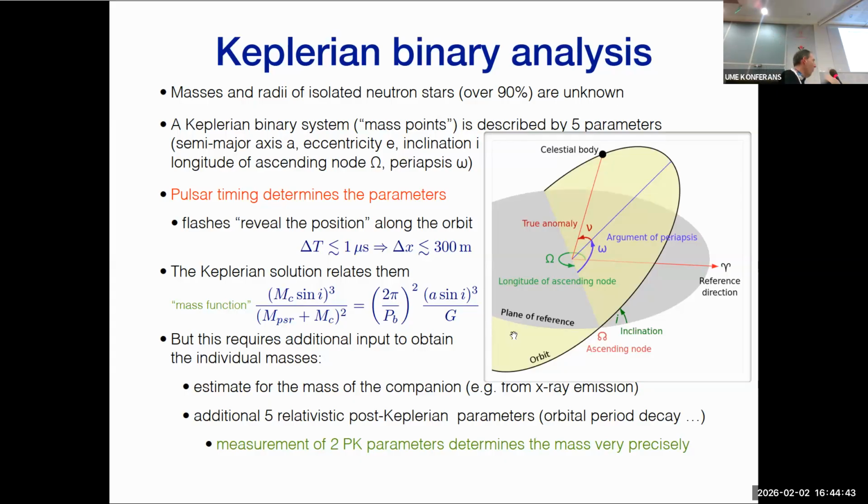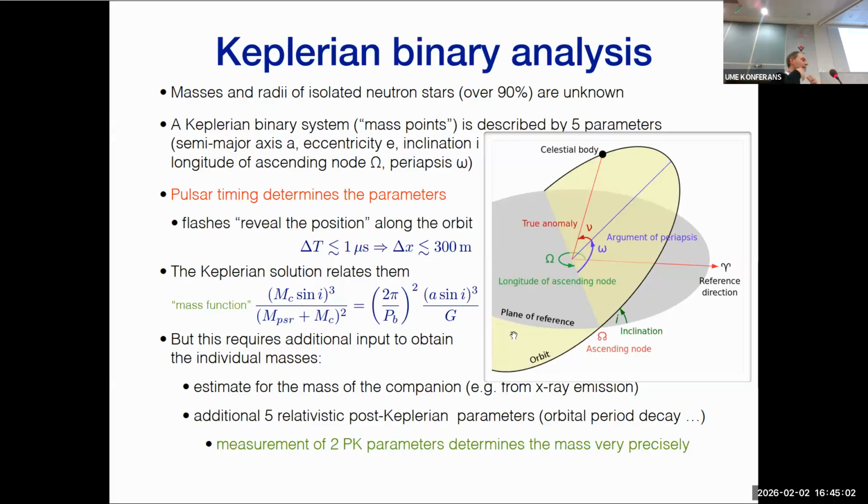If you want to know more, if you have a way to determine what a companion mass is by other ways, then we can determine what a neutron star mass is. PSR means pulsar. This would be a pulsar, and so that would allow us to determine this.